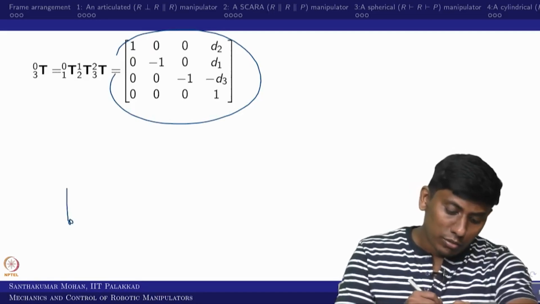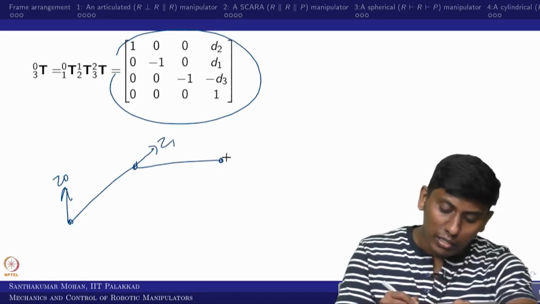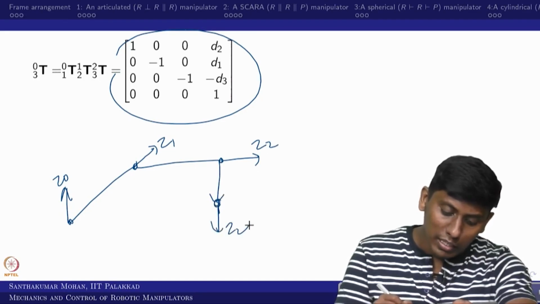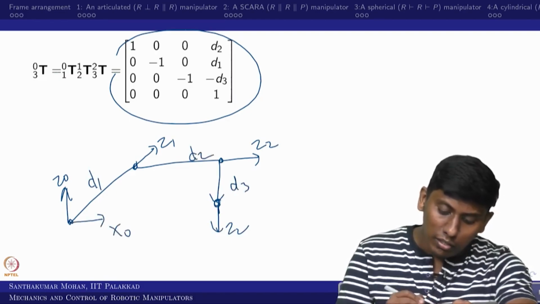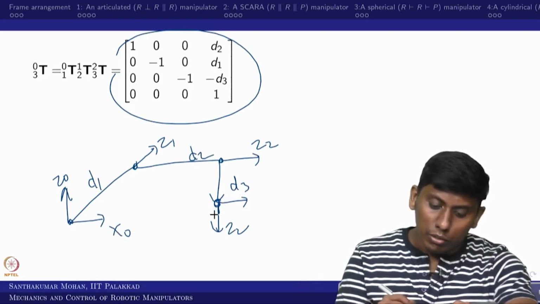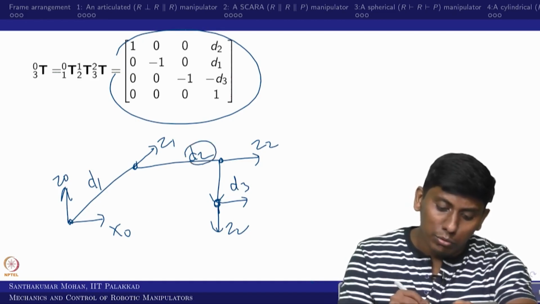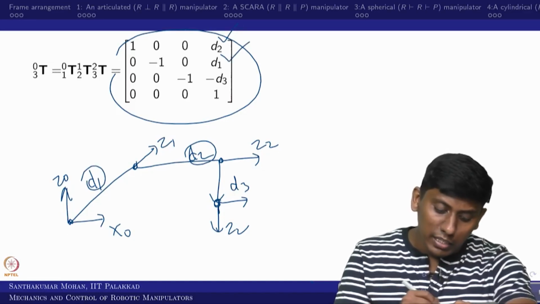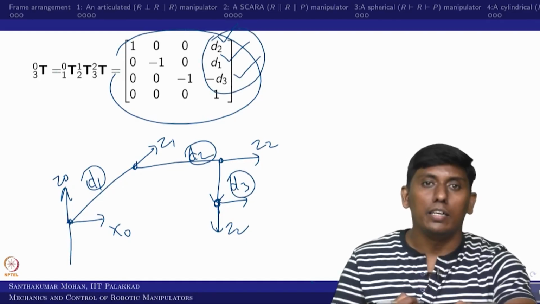So what we did: this is Z0 and this is Z1 and this is Z2 and this point is Z3. So D1, D2 and D3 and this is X0, right. Now based on this configuration, obviously the x displacement along x0 is d2. Along y, d1 is coming. Along z it is in the opposite direction, minus d3. So on the position vector side it is true.